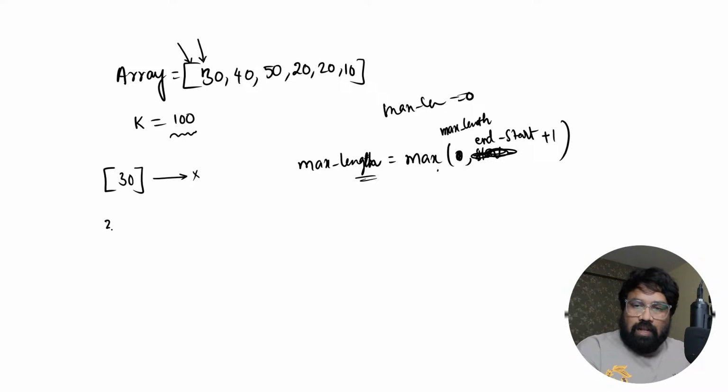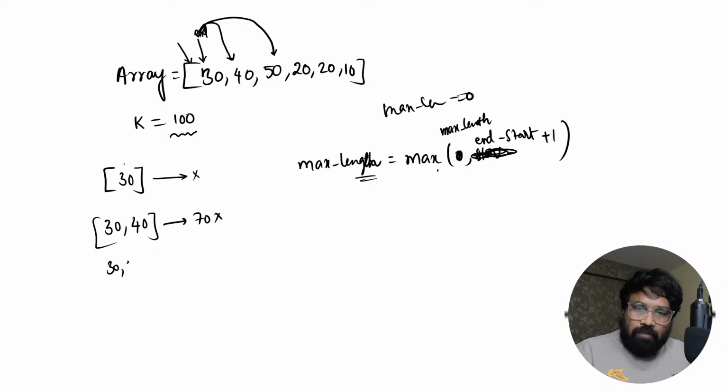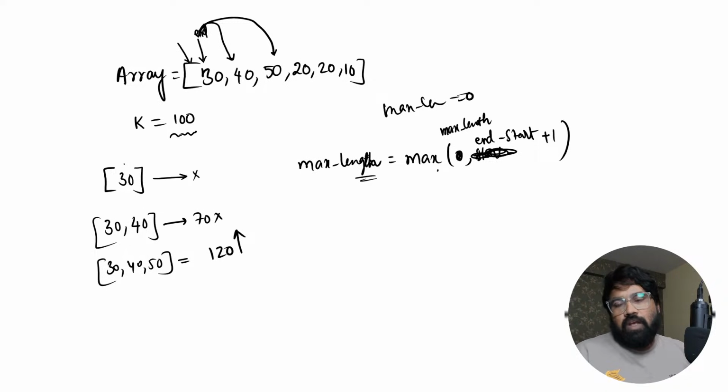Next, 30 and 40 also you will take. Why are you taking it? Because 30 is less than 100, so the end pointer will be increased. In the for loop, you will write this type of condition. Next, 30 plus 40 is 70, which is not equal to 100. So in the next step I will increase the end to 50. Now the pointer is here. So 30, 40, 50, how much? It is equal to 120, which is more than 100, which is also not my answer.